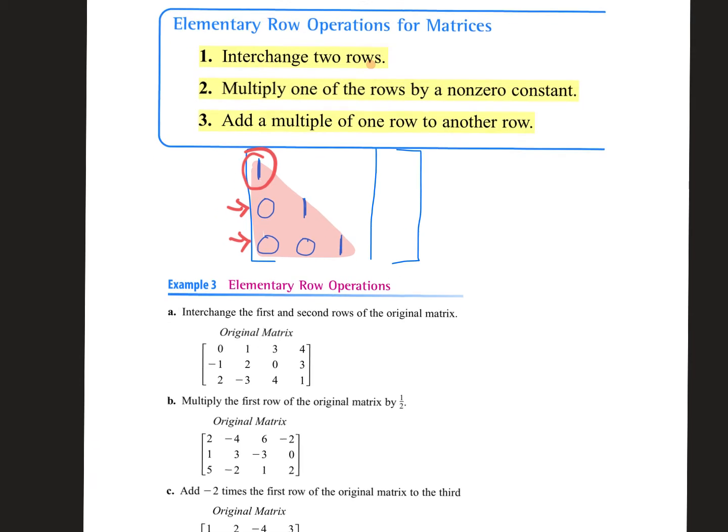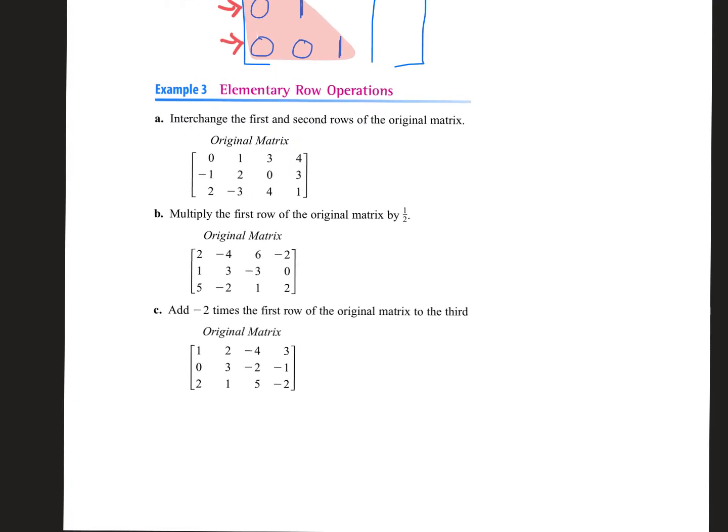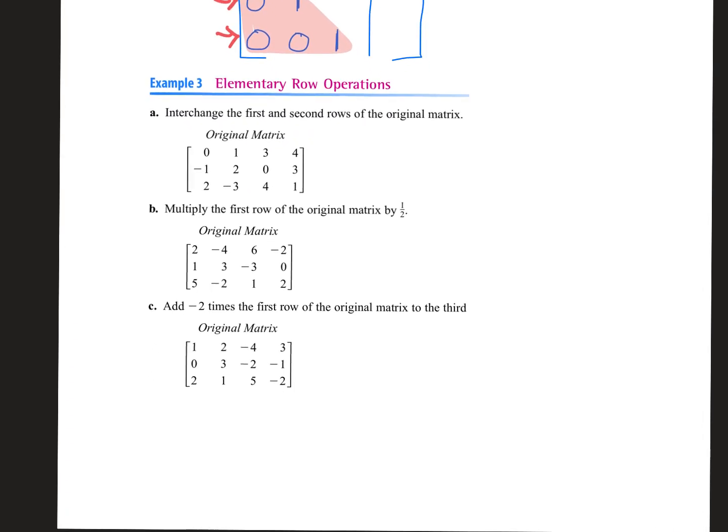So on your web assigned tonight, you guys have questions where it'll give you the matrix and it'll say multiply row 1 by 1/2, which just means divide by 2. It'll say add row 3 to row 2, something like that. You're just getting in the practice of doing that. We're going to actually solve an entire system of equations using these elementary row operations.